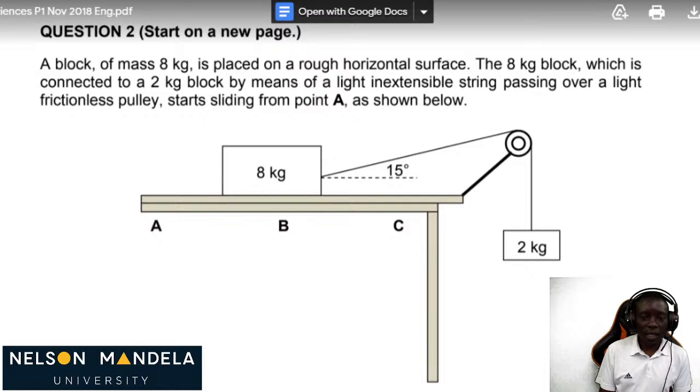Now, an interesting thing is also shown in the diagram. The string is at an angle of 15 degrees to the horizontal. So that means you should be thinking of components at the back of your mind, because when you want to deal with forces, when you want to make your equations, you will need to add forces that are basically in line. So the component of the tension in the horizontal is the component that acts along the line of action of the frictional force, which in this case opposes the motion of the 8 kg block.